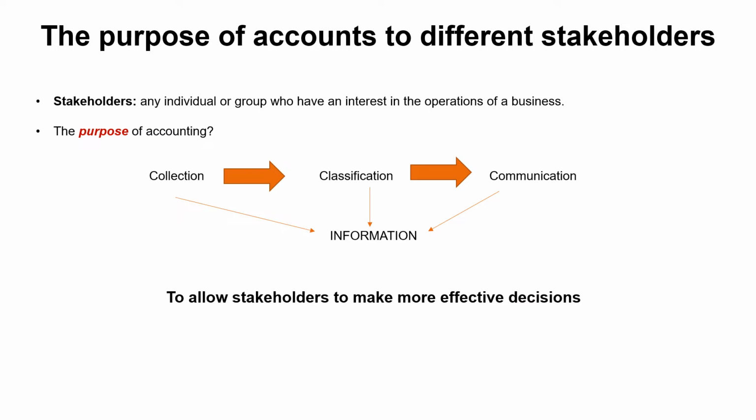Starting point is to understand who are stakeholders and what is the purpose of accounting. Stakeholders are any individual or group who have an interest in operation of a business. And the purpose of accounting is 3 C's. It's collection, classification and communication of information. And now that information is used by stakeholders to make more effective decisions. So link accounting, link stakeholders, and it's simply about providing information to allow effective decision making.